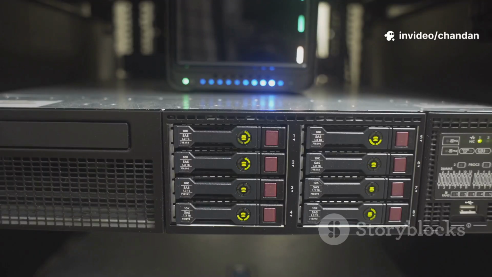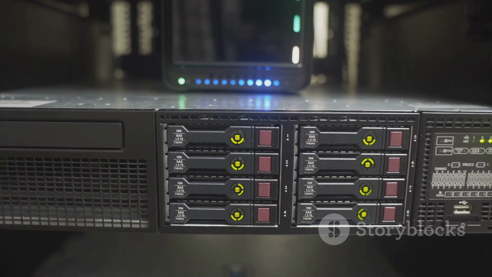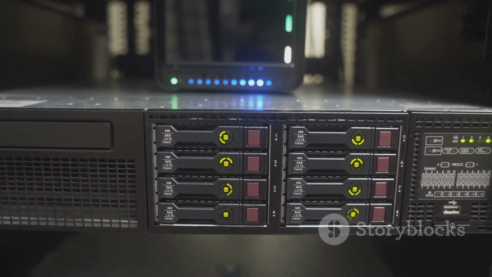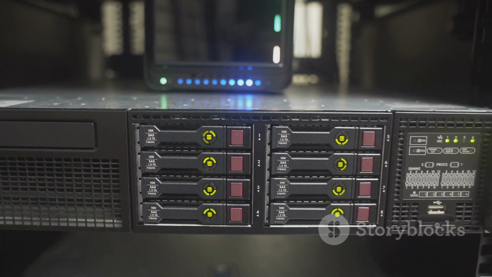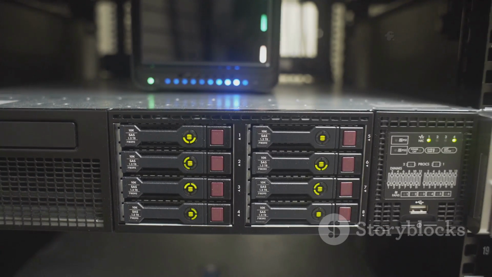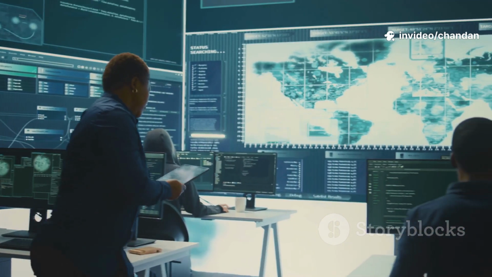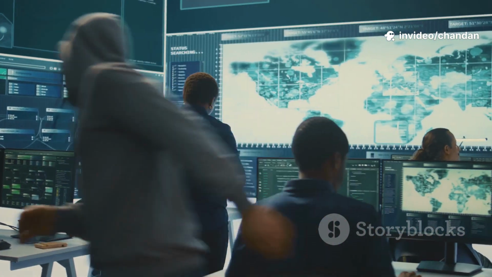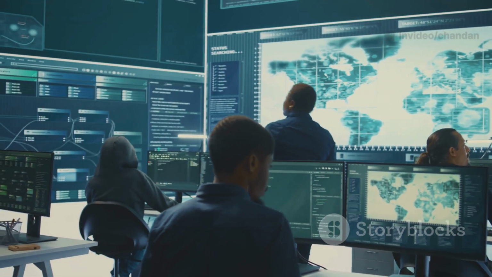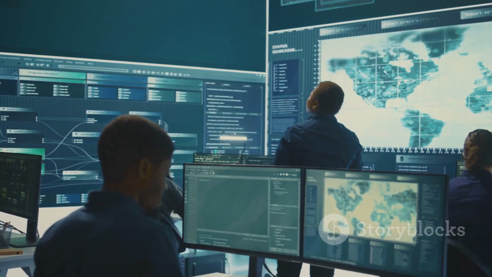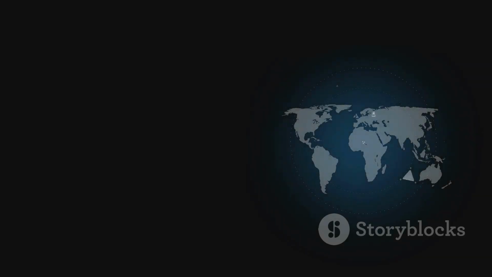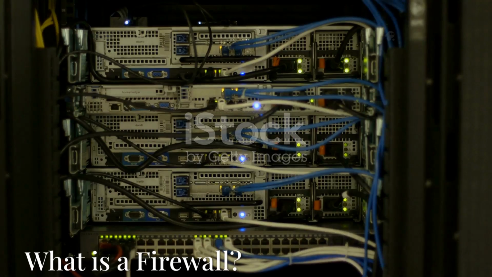In today's video, we're going to understand the difference between stateful and stateless firewalls, one of the most important topics in network security. If you're preparing for RHCSA, RHCE, CCNA, or any cybersecurity role, this concept is extremely important for exams and job interviews. So let's break it down in a simple way.